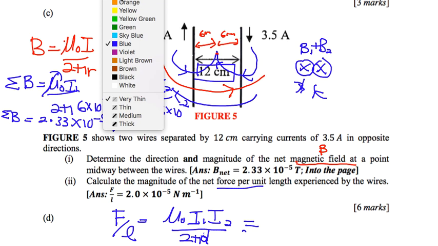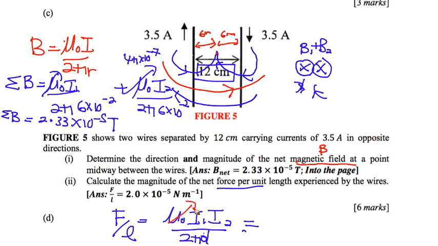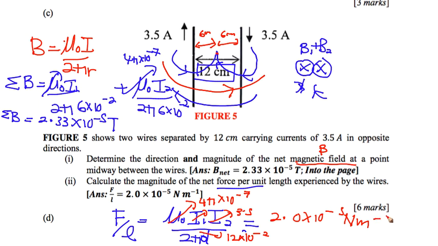So mu naught is a constant, 4 pi exponent minus 7, and I1 is 3.5, and I2 the same magnitude, 3.5, and the distance is 12, not 6 centimeter. 12 centimeter converted to meters is exponent minus 2, and now you can find the force per unit length is equal to 2.0 exponent minus 5, because this is the unit force newtons per meter. The unit for the length is a meter, so newton per meter, force per unit length.